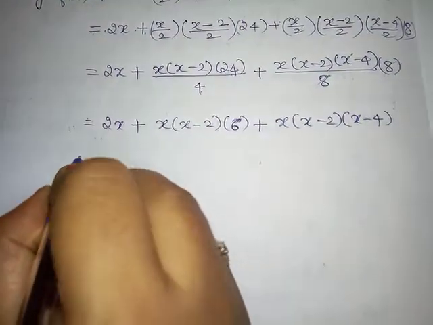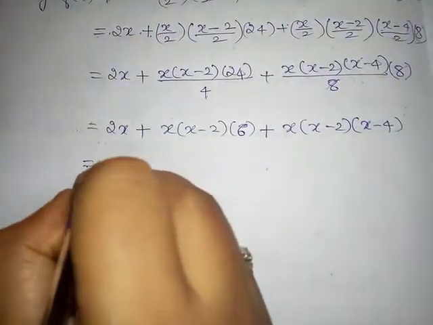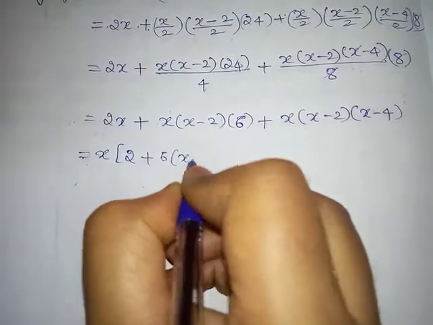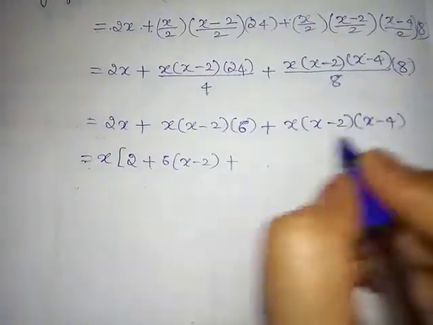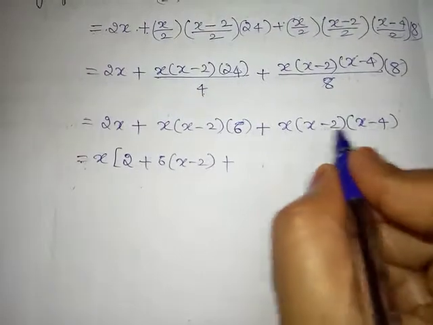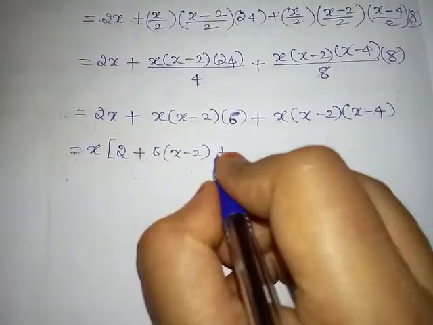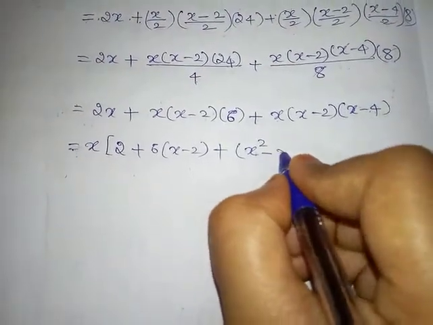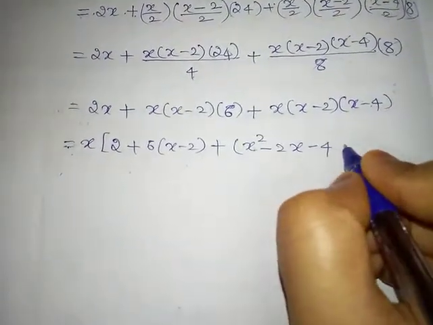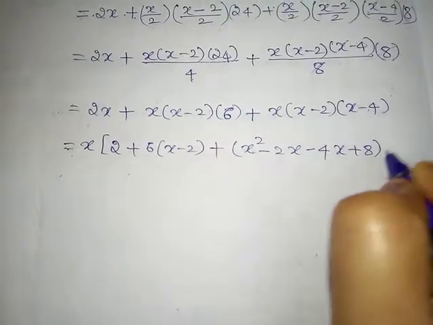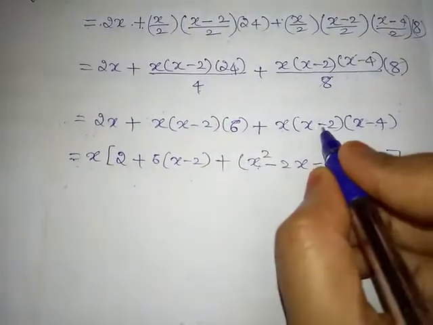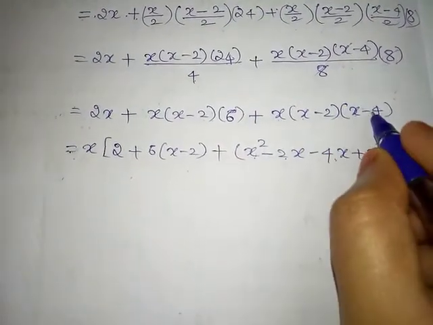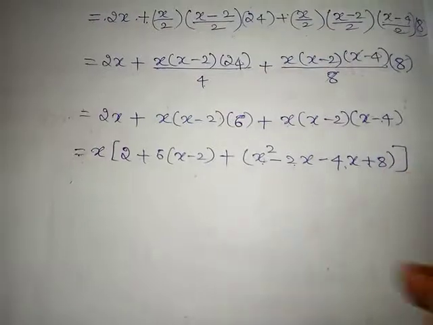Now in all these terms we have x common, x into 2 plus 6 into (x minus 2) plus, here I am taking x common, multiply these 2 brackets, what we will get is x square minus 2x minus 4x plus 8. x into x is x square, minus 2 into x is minus 2x, x into minus 4 is minus 4x, minus into minus is plus, 2 fours are 8.